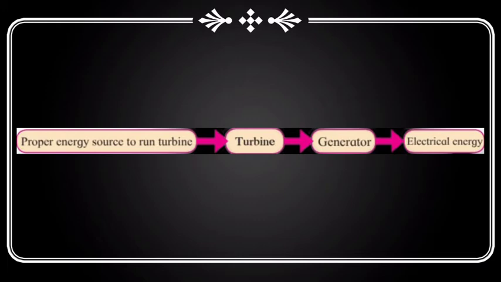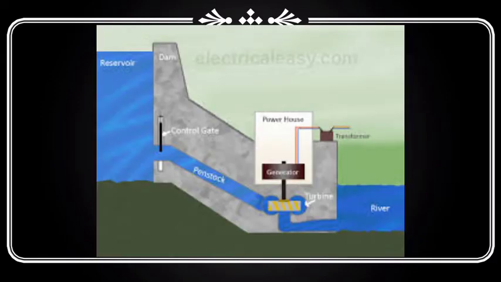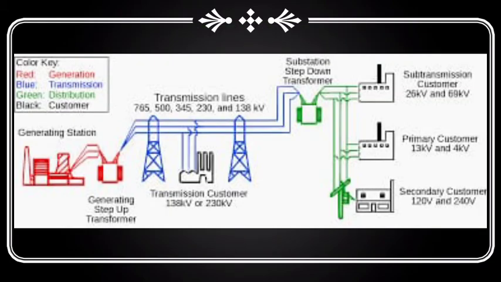We need a generator. To rotate the generator we need a turbine, and to drive the turbine we need an energy source, based on which the type of energy source is used to rotate the turbine. There are different types of power generation stations, such as a hydroelectric power plant. As you can see on the screen, a hydroelectric power plant is a power plant which uses the potential energy of water and converts it into electrical energy. Then there is the thermal energy based electric power station.